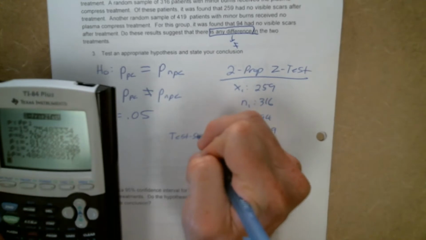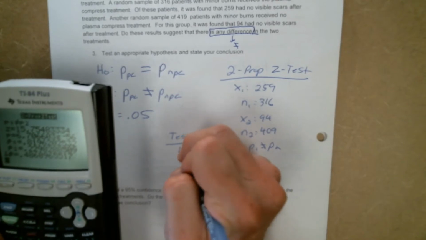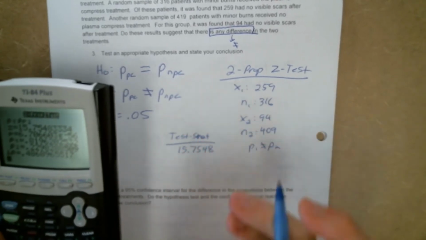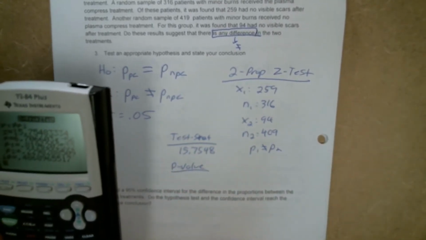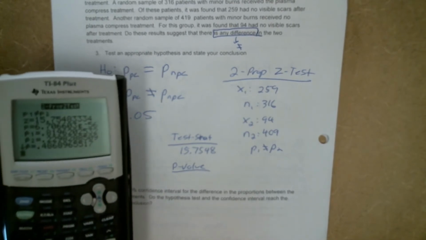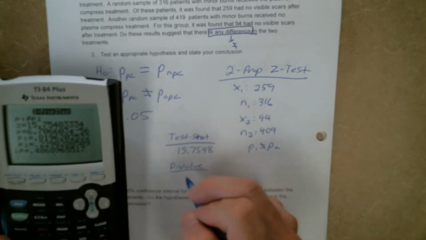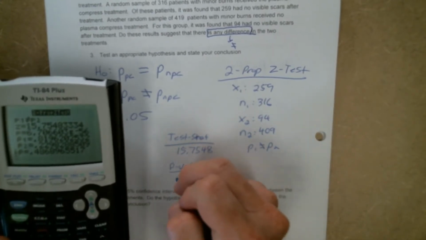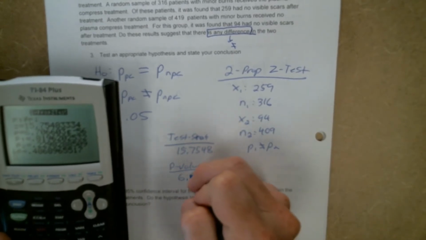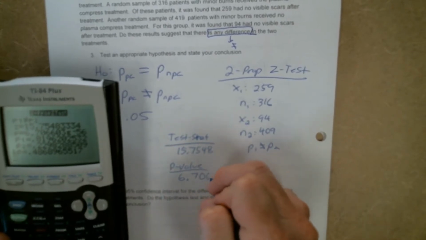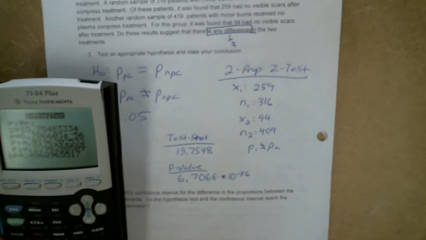All right. When we do that, you're going to see that we end up with a test statistic of 15.7548. And then be careful there, because our p-value is really, really tiny. There's an e to the negative 56 there. So it's a decimal, 55 zeros, and then 67. I am not writing 55 zeros, so I'm just going to write this as 0.67066 times 10 to the negative 56th.